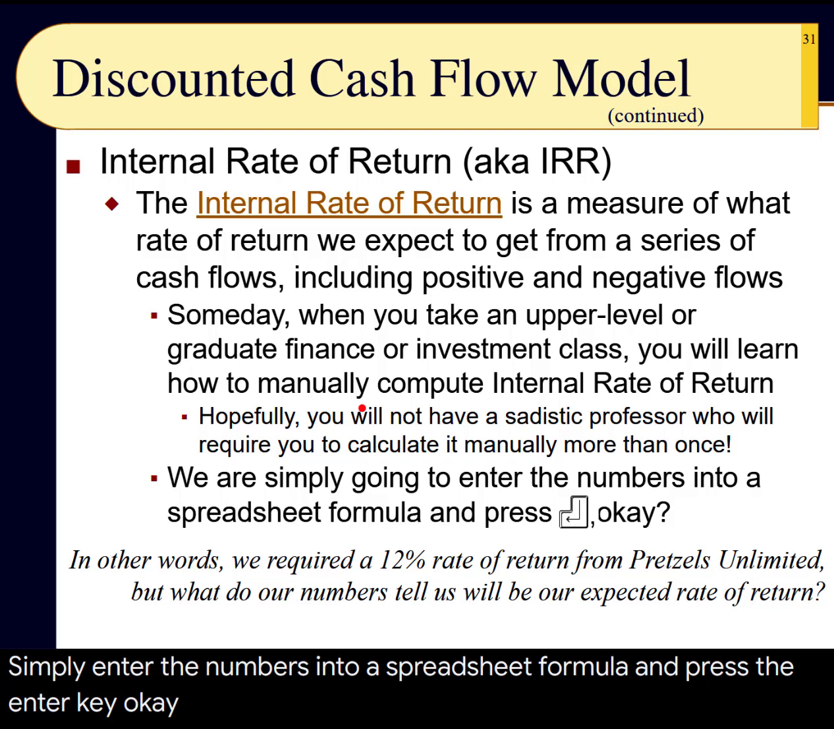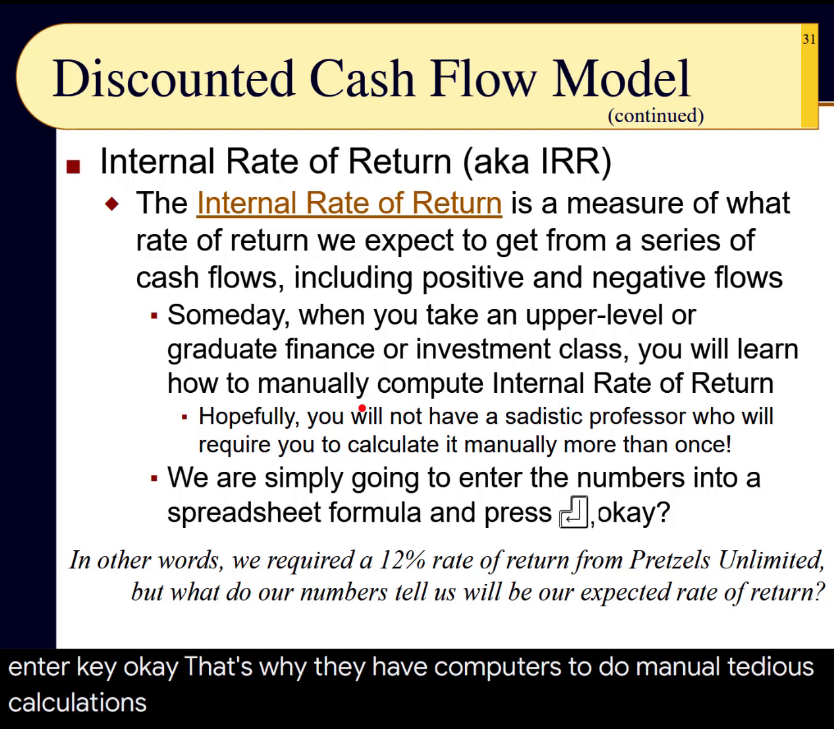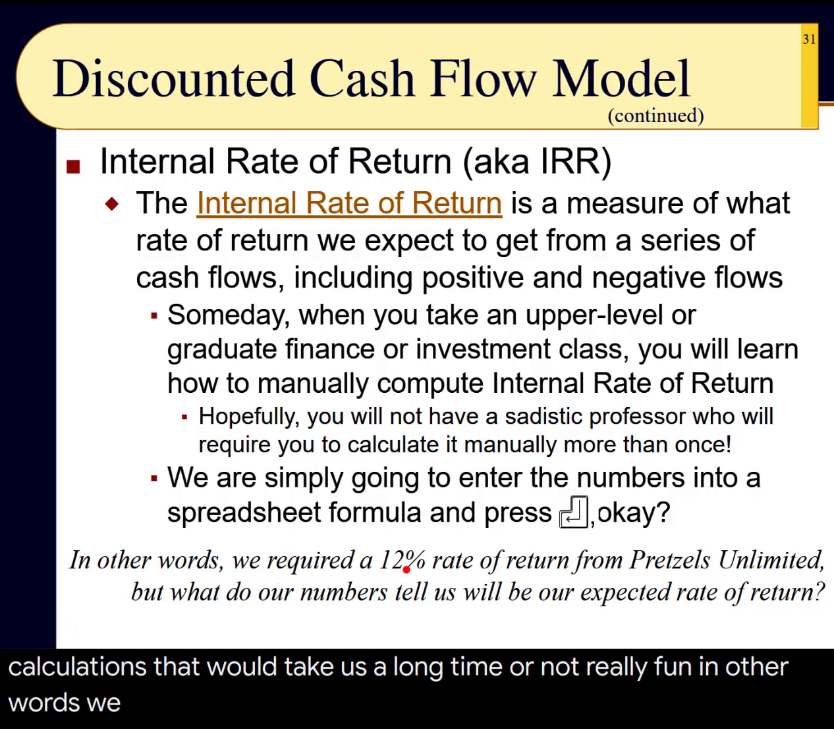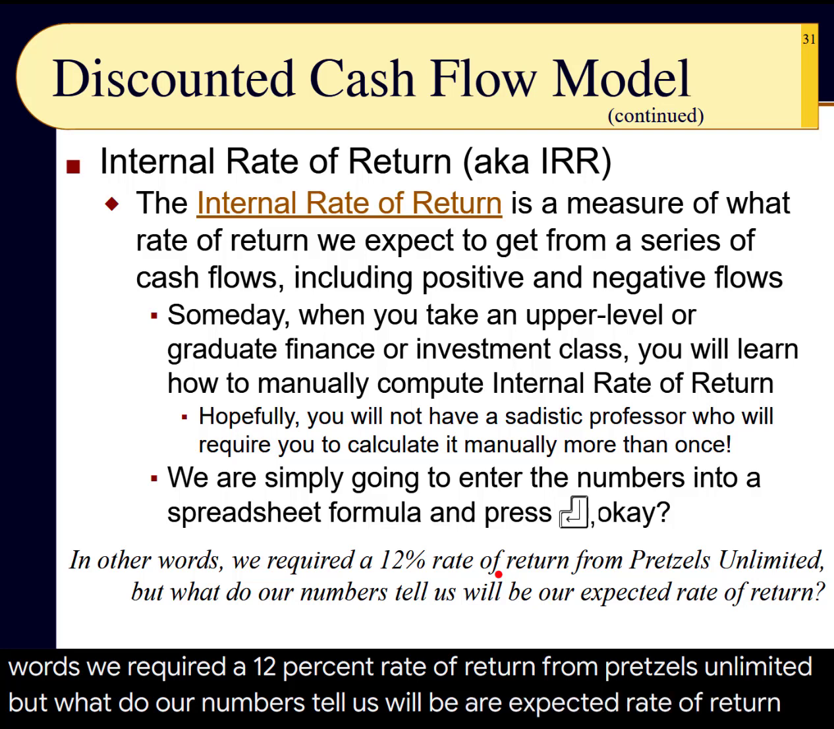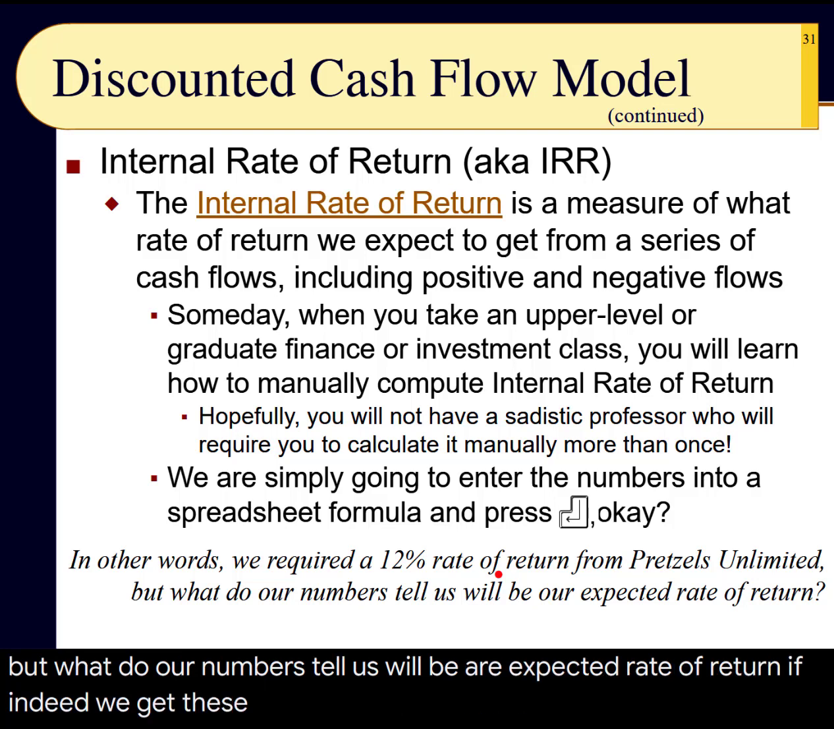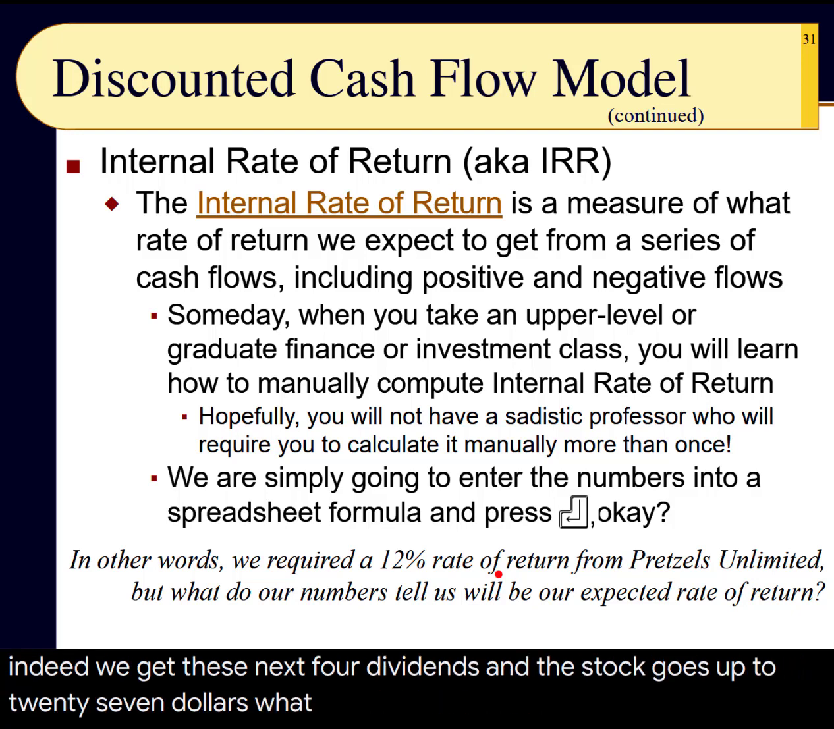Because, I mean, that's why they have computers, to do manual, tedious calculations that would take us a long time and are not really fun. In other words, we required a 12% rate of return from Pretzels Unlimited. But what do our numbers tell us will be our expected rate of return? If indeed we get these next 4 dividends and the stock goes up to $27, what kind of rate of return are we actually going to get?